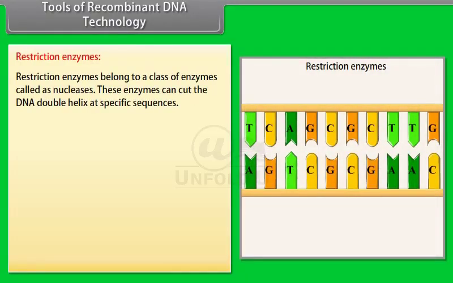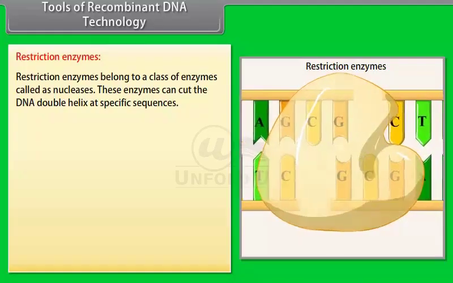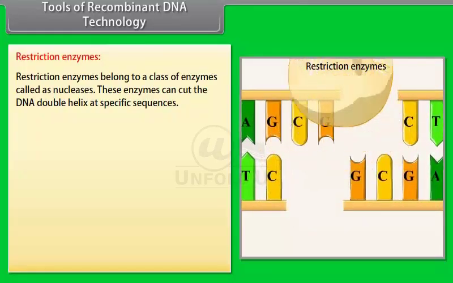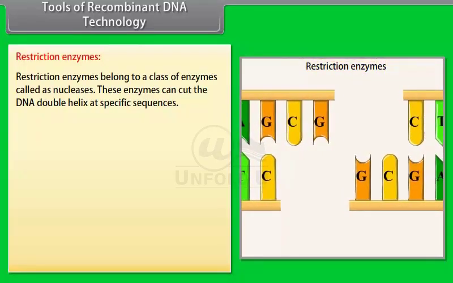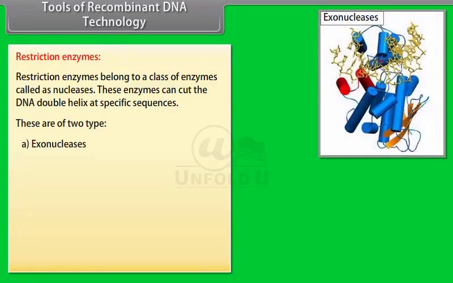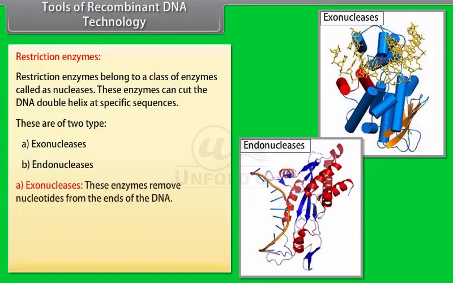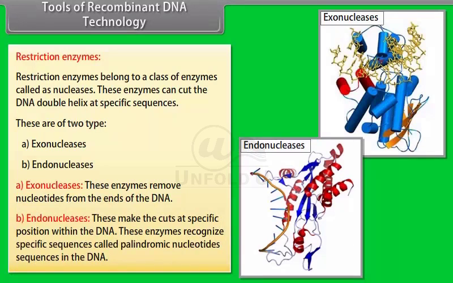Restriction enzymes belong to a class of enzymes called nucleases. These enzymes can cut the DNA double helix at specific sequences. These are of two types: exonucleases and endonucleases. Exonucleases remove nucleotides from the ends of the DNA. Endonucleases make the cuts at specific positions within the DNA.